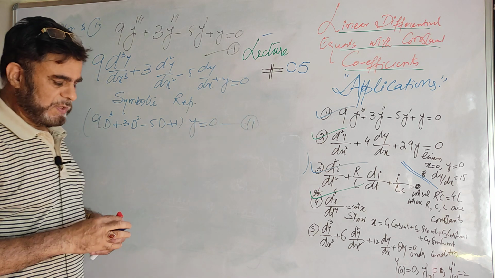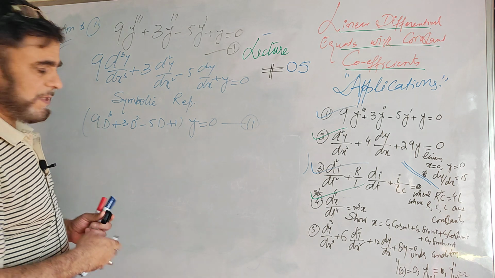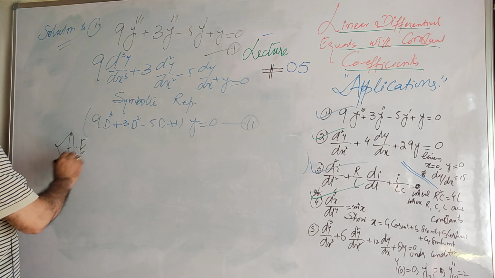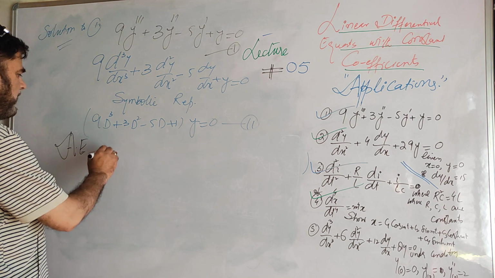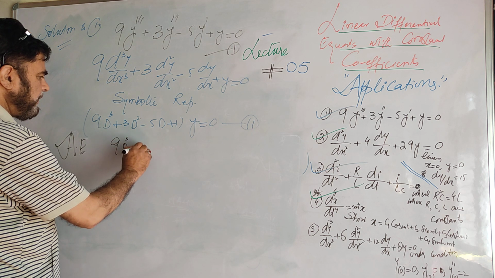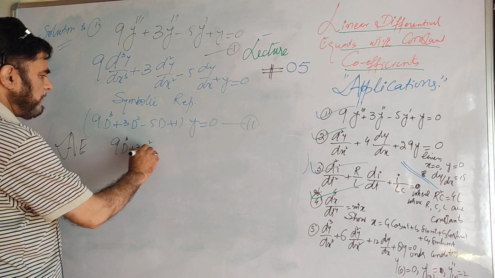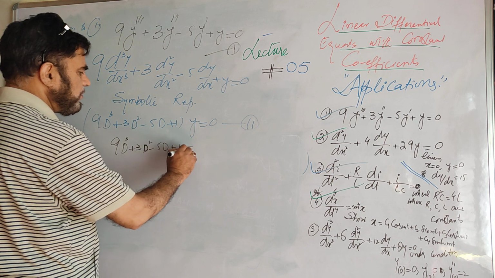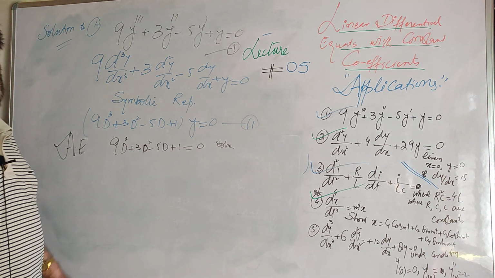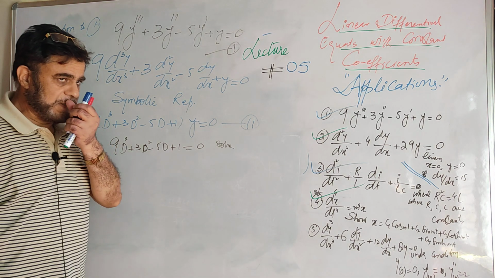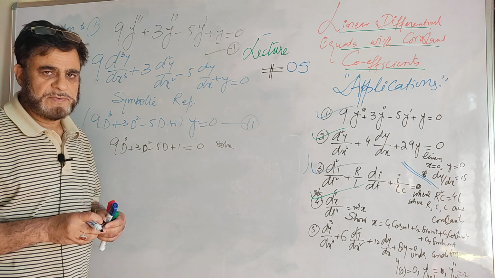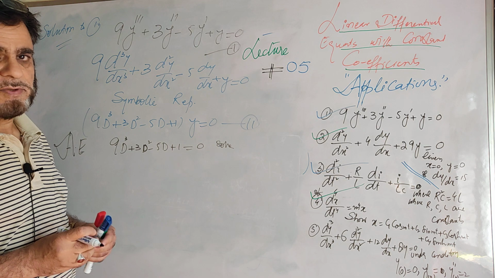So after writing the symbolic representation, what do we do? We write the auxiliary equation of this. The auxiliary equation is 9D cube plus 3D square minus 5D plus 1 equal to 0. Now you have to solve this for D. It is a cubic in D. Remember, we have different methods for solving a cubic equation. One of them is the Cardan method. For a biquadratic equation, we use Descartes, but we will not apply it here. It will be a lengthy one.